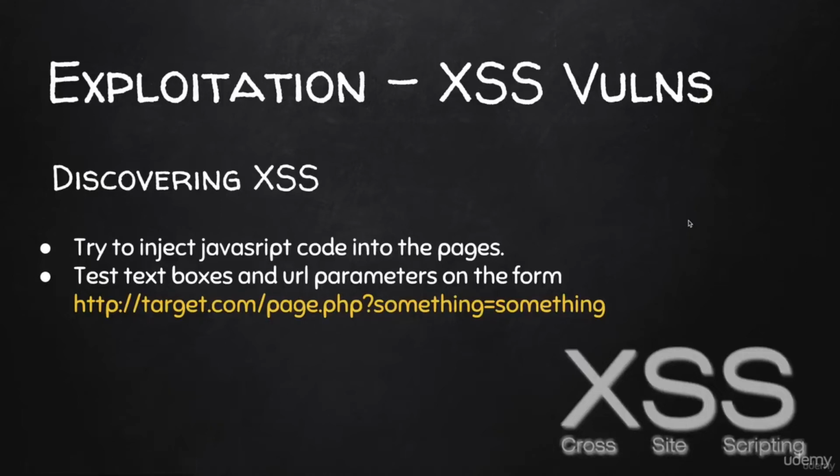So let's talk about how to discover these kinds of vulnerabilities. Very similar to SQL injections, the way to do this is you browse through your target and try to inject any text box or any URL that looks similar to this. So whenever you see a URL with parameters, try to inject these parameters or try to inject into text boxes.